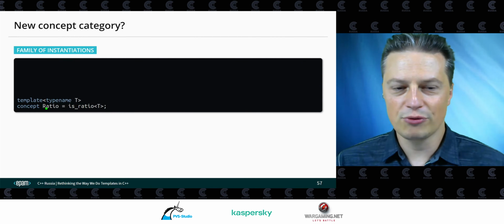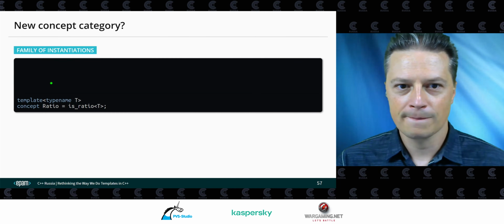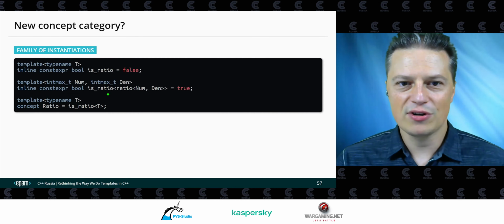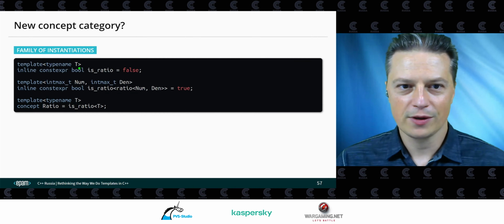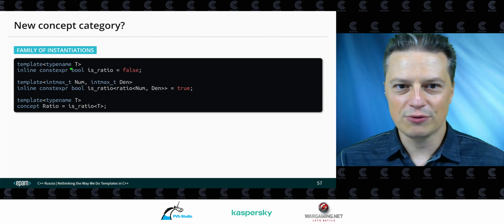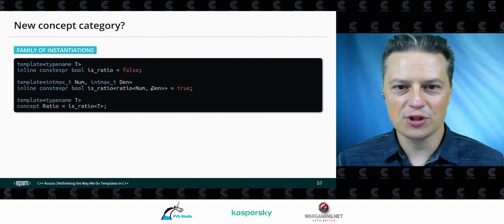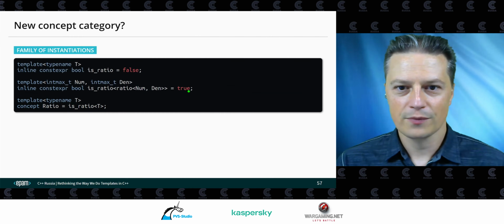Let's create a concept called ratio and provide isRatio as its implementation. IsRatio here may be a really simple trait based on variable templates. By default, isRatio is false. And we have a partial specialization of isRatio for the ratio type, which is true.